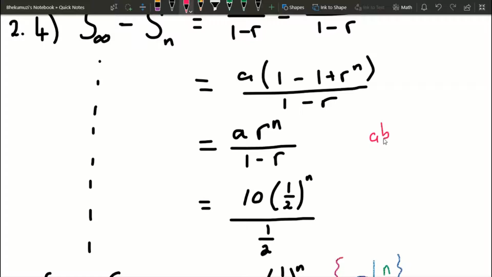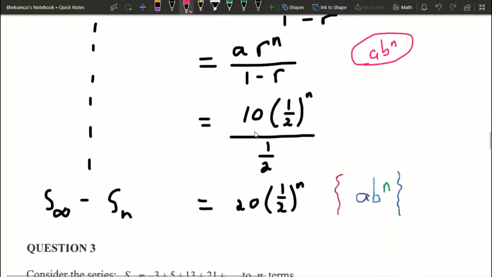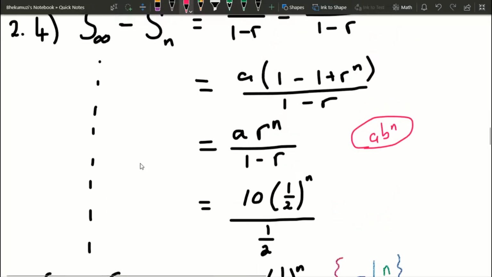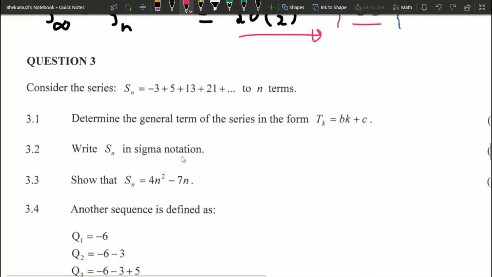have an answer in this type of form, right? So since we want it in this type of form, what we can do now is just substitute the numbers. A is 10, r is 1 over 2, and then we just simplify, and you'd find that it is actually 20 times 1 over 2 to the n, and that is this form of ab of n, right? So that is question 2 of that paper, right?